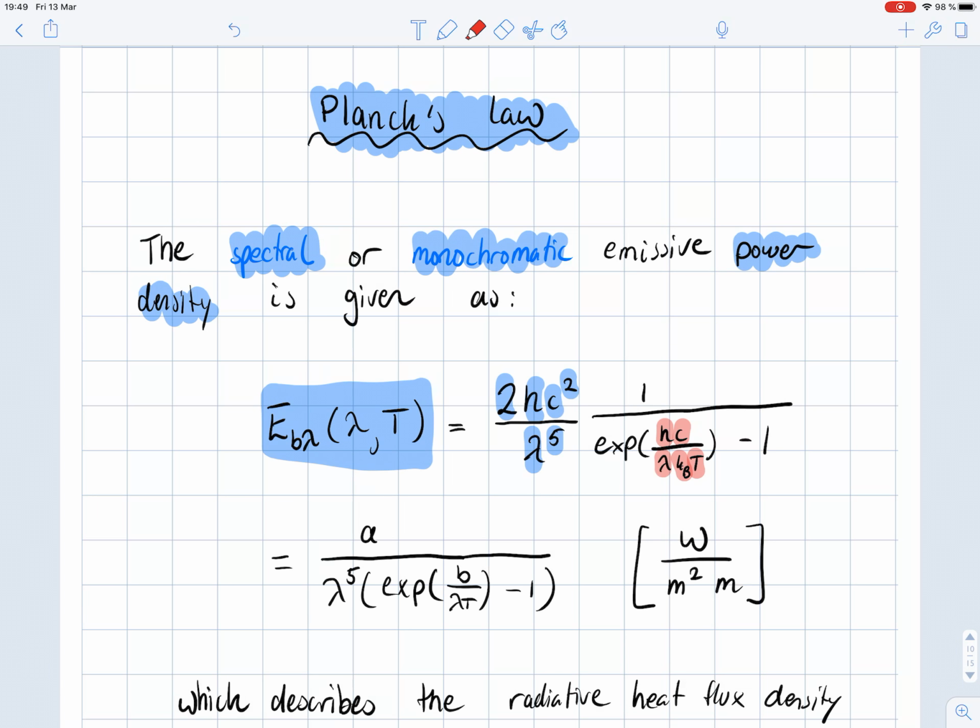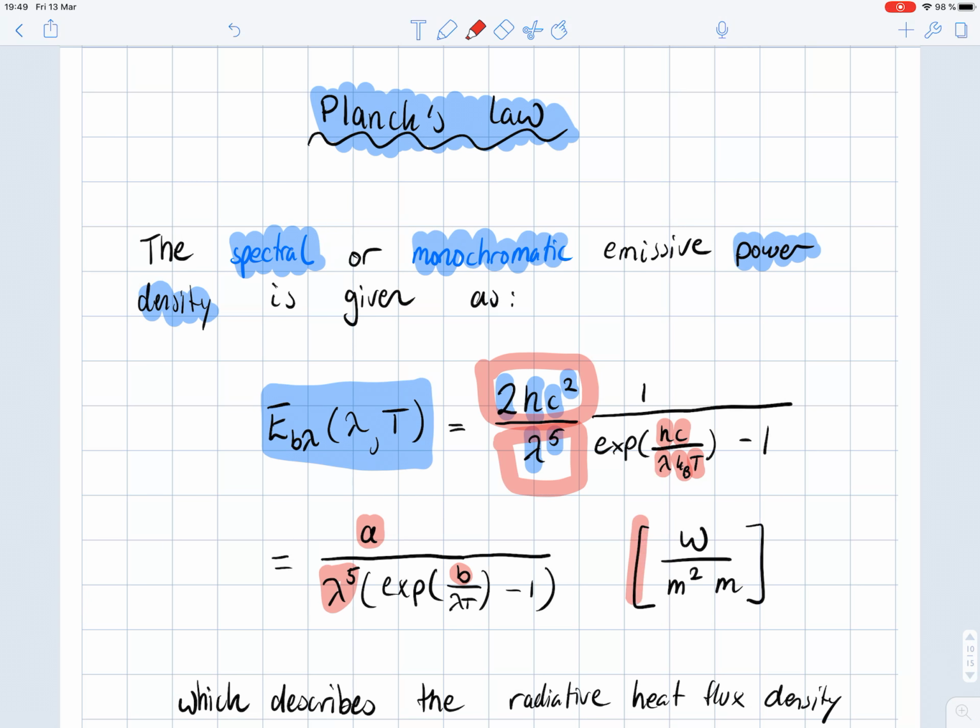This is normally written as A divided by lambda to the power 5, because the only thing which is sort of a variable here is this lambda. Everything else is lumped, so 2hc squared is A. And then in the exponential function, we lump everything except wavelength and temperature into this coefficient B.